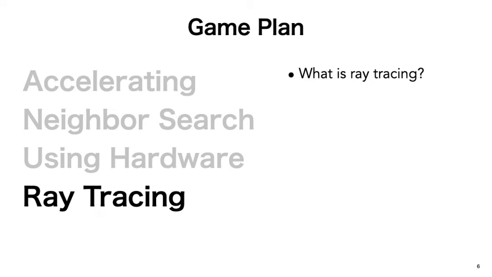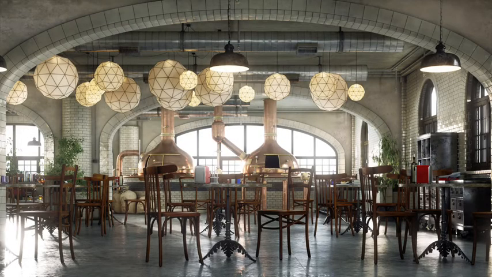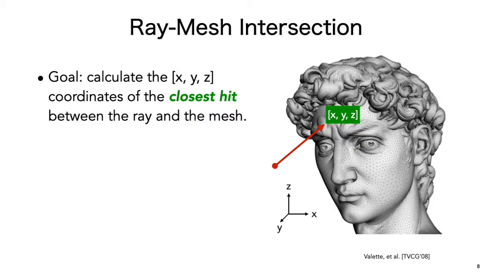So let's get started. What is ray tracing? Well, ray tracing is a very much overloaded term. I'll talk about ray tracing in the context of computer graphics, which is about rendering photorealistic images or videos. And one of the most important steps in photorealistic rendering is what's called ray mesh intersection.